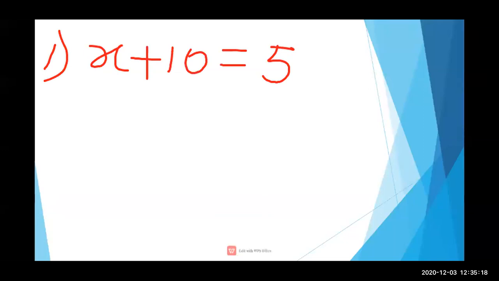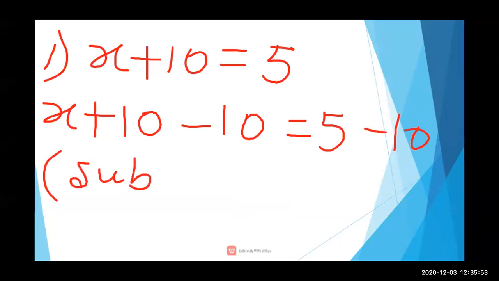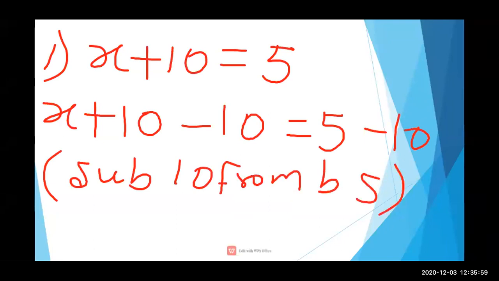Before writing that statement, we have to write the equation also. So how are you going to write? You will write x as it is, plus 10 as it is. Now you have changed the operation, that is minus. So here you will write minus 10, and here also, because we are writing in the bracket subtracting 10 from both the sides. So minus 10, equal to 5 minus 10. And then the statement we have written, subtracting 10 from both the sides. Is it clear?